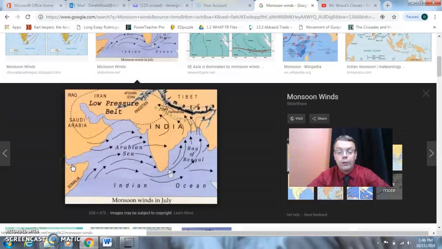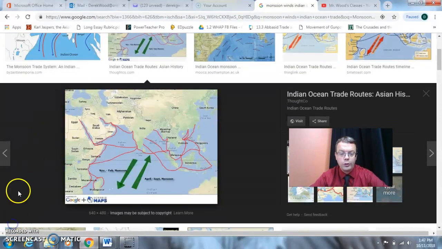All right, our first word that we need to know is monsoon winds. Monsoon winds are seasonal winds that would come off the Arabian Sea into India, and they would bring a lot of rain. What was really important about these monsoon winds is that they had a big effect on the Indian Ocean trade route. If we look here, we're talking about South Asia particularly.